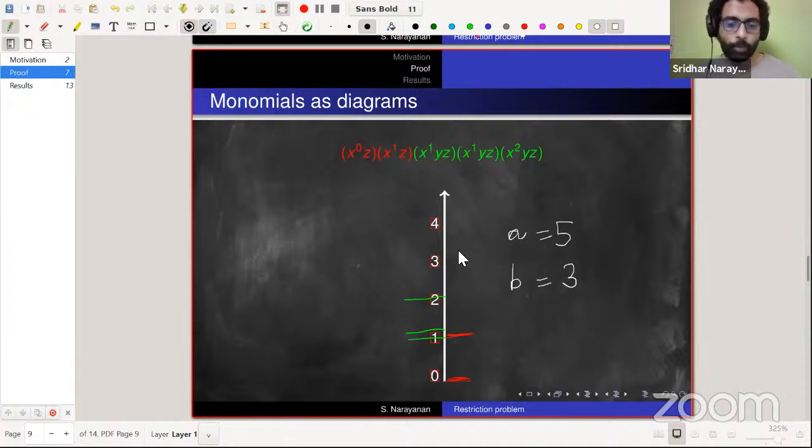And if you wanted to read n, which was the exponent of z, then it is just the total number of lines, so it's just 5. And again, I repeat that the exponent of x, which is 5, will be the subscript of h, and the exponent of y, which is 3, will be the subscript of e. So that's the association between the monomials and the diagrams. So just pause for a second if there are any questions about this representation.